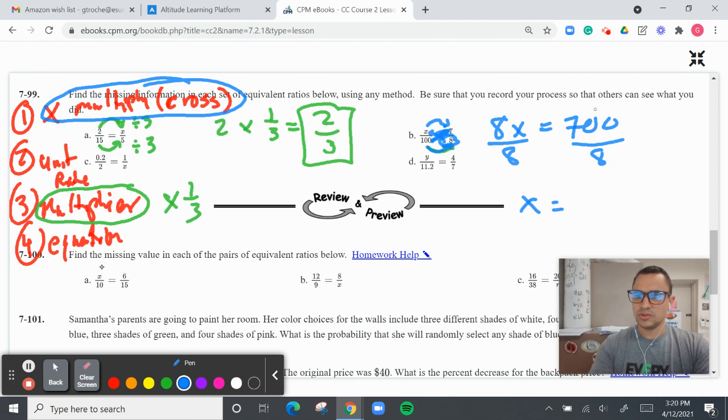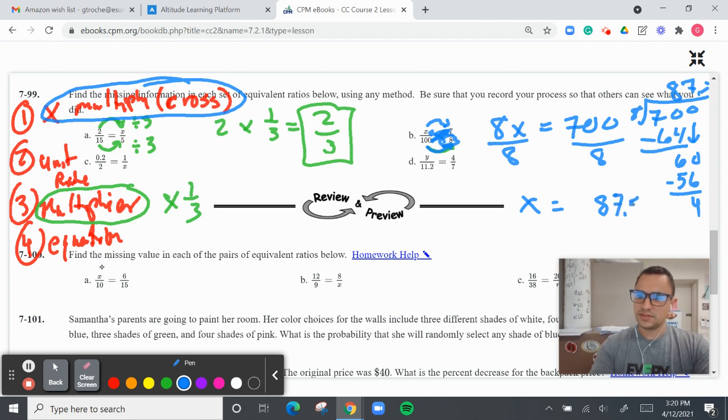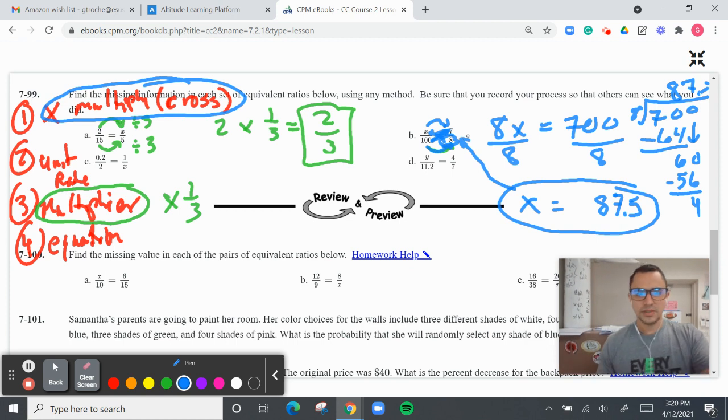So x equals 8 into 700. 8 times 8 is 64, and then 6, and then 0. And that's going to be 7, which is 56, which is a 4. And then that's 0.5, I believe. So that's going to be 87.5 for x there. All right, then we got another one.